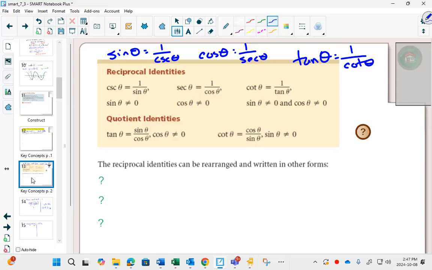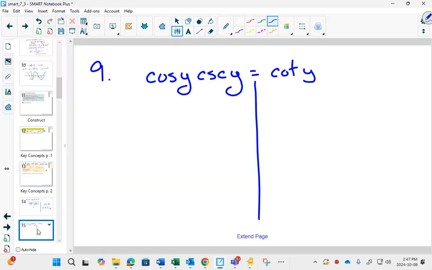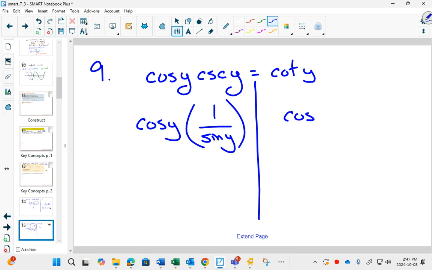If you change everything to sine and cosine, your chances of the two sides matching up are a lot better than if you keep it with all 6 different ones. So we're going to see what that looks like in this question. I'm not going to change the cos, but I see the cosecant, and I decide to change the cosecant to 1 over sine. I see the cotangent, I could change that to 1 over tan, but I'm going to change it to cos over sine.